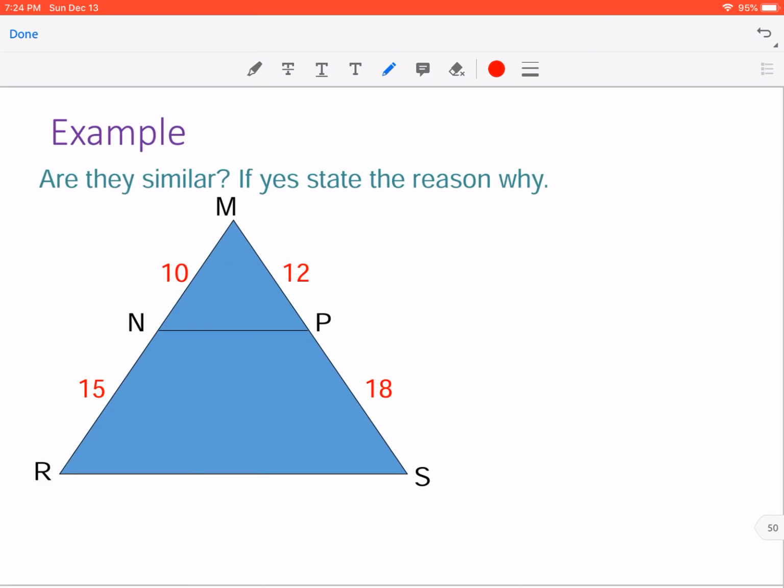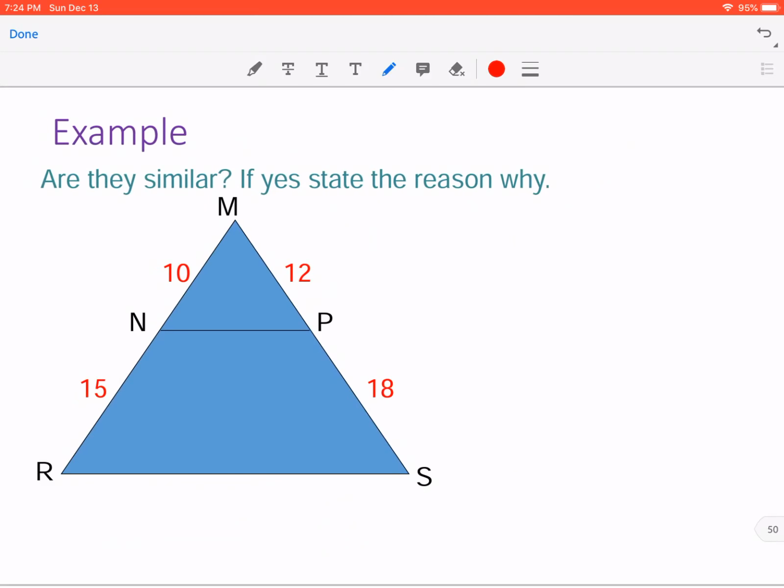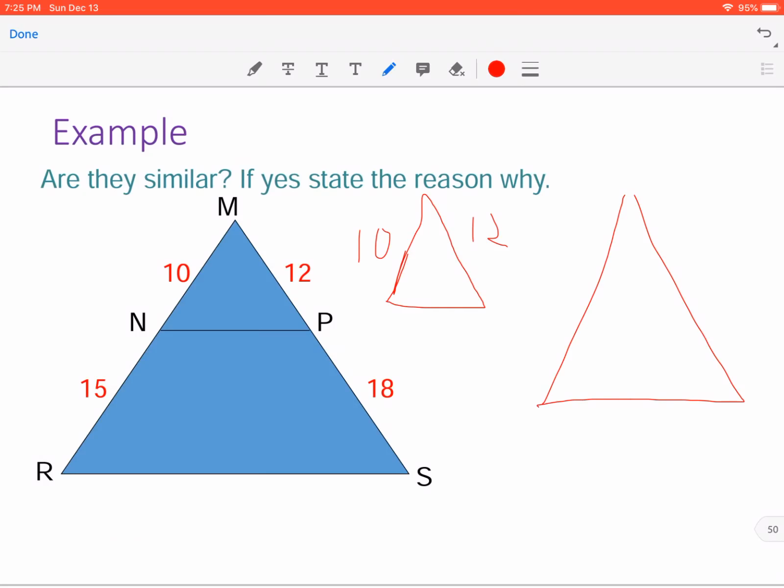Alright, a couple more of these and then we'll do the actual problems. Same thing, are they similar? Anytime you see a triangle and a triangle, pull them apart. You got the little triangle, 10 and 12. You got the big triangle. Remember, this side is 10 and 15, that's 25. The other side is 12 and 18, that's 30.